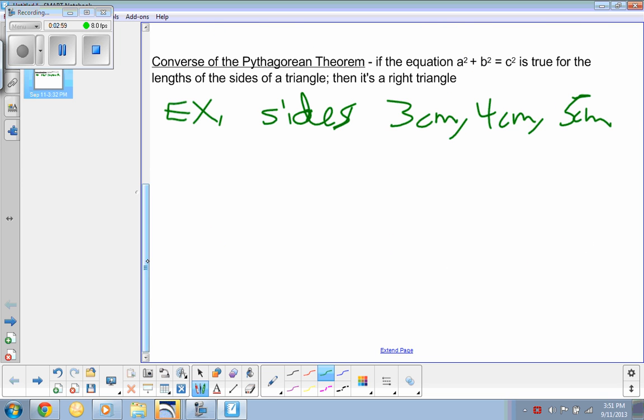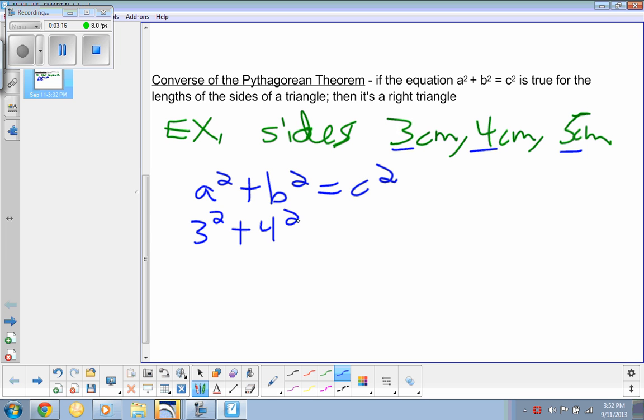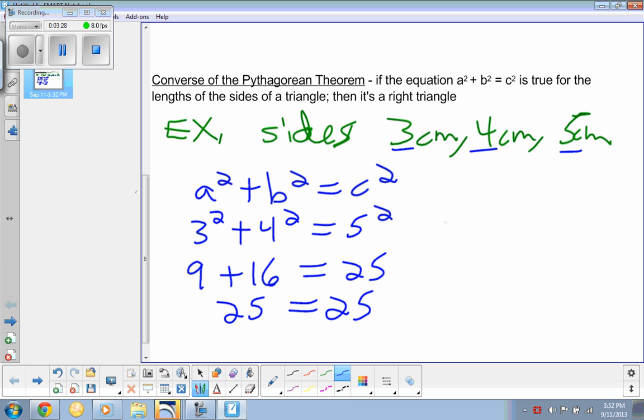Well, if a squared plus b squared equals c squared is true, then yes, it will. So the Pythagorean theorem is a squared plus b squared equals c squared. And we're just going to assume they already have them in order, a, b, c. So you're going to plug them in. 3 squared plus 4 squared equals 5 squared. And then just go ahead and do the math. 3 squared is 9, 4 squared is 16, and 5 squared is 25. And on this side, 9 plus 16 is 25. So does 25 equal 25?